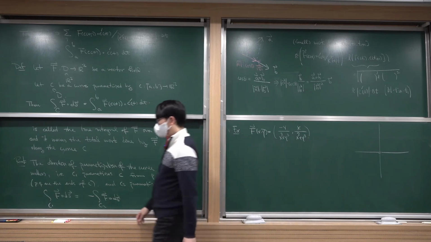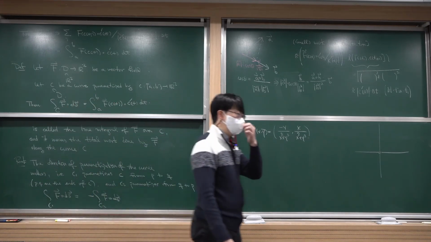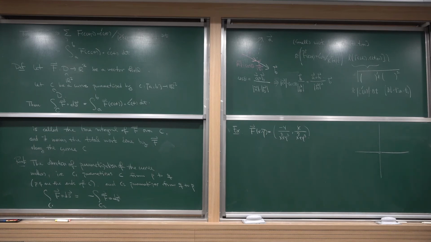What kind of line do you want to take? Y equals x? Oh, I'm sorry. The y equals x is this line, but it passes through the origin. So, this one or the other. Or maybe a half circle, because it's easy to compute. So let's take a quarter circle here. This is C.